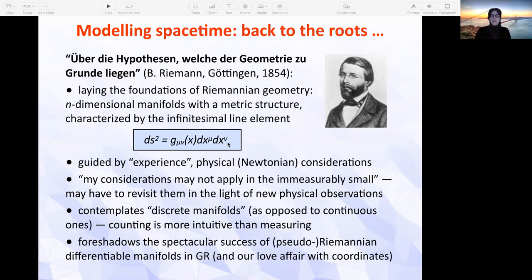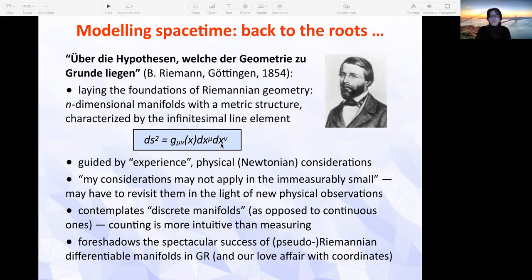It's quite interesting when you read his colloquium that he was very much influenced by physics, and his intuition, or what he calls empiricism, accords with physical Newtonian considerations. However, what he already contemplates is that, both when you go to the immeasurably large, but more relevant for us, the immeasurably small, it may very well be that in the light of what physics may discover down the line, these may have to be revisited. In particular, this ansatz here for the infinitesimal line element may no longer be a good one.